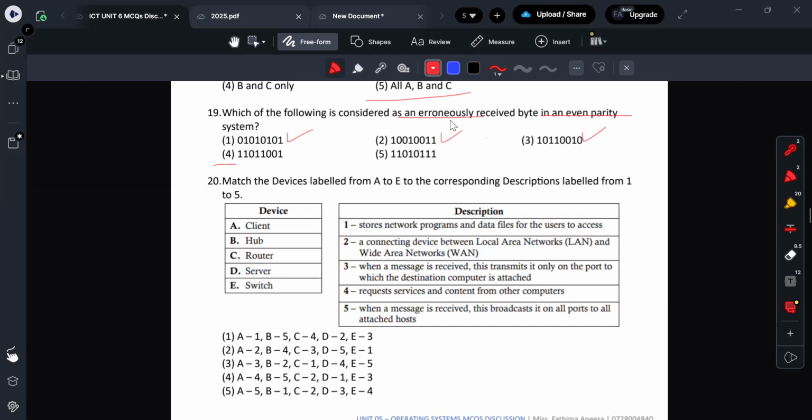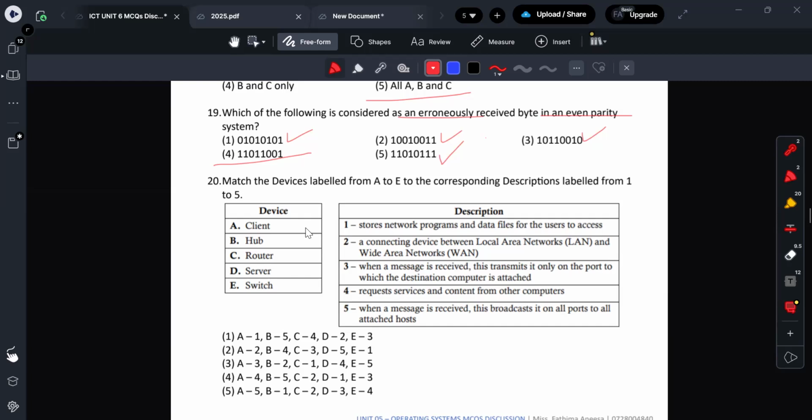So this is the answer, since they are asking which is the error received byte, and 5 ones is an odd number, and in an even parity, if you receive an odd number of ones, that means an error has occurred, right? And when you count the fifth option, there are 6 ones, so that is correct. Clear now? Okay, so now they are asking to match the description with the device.